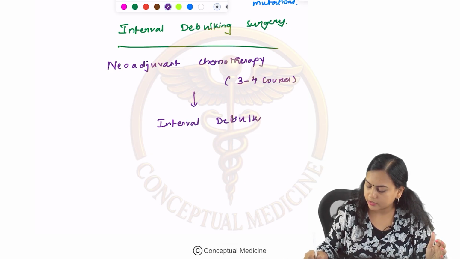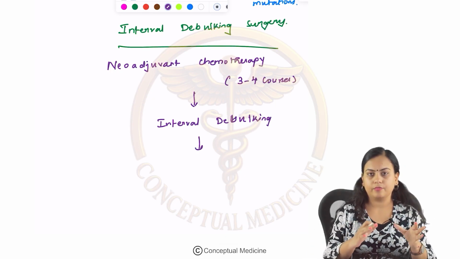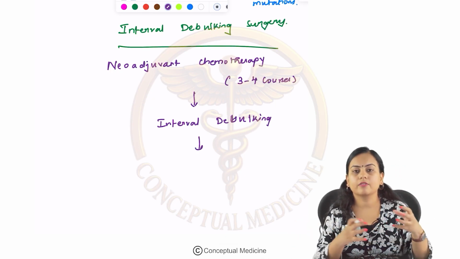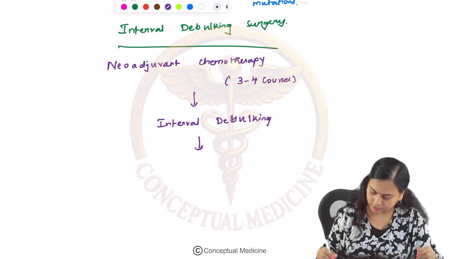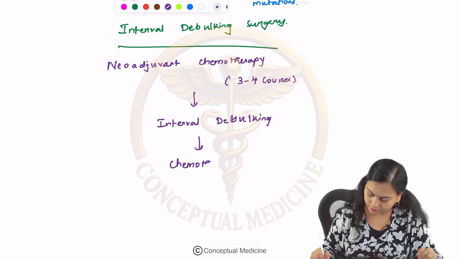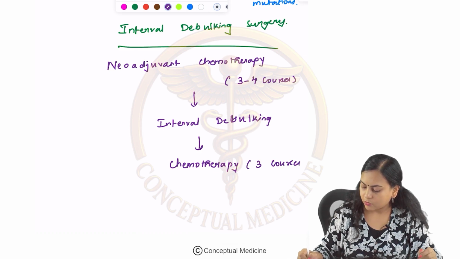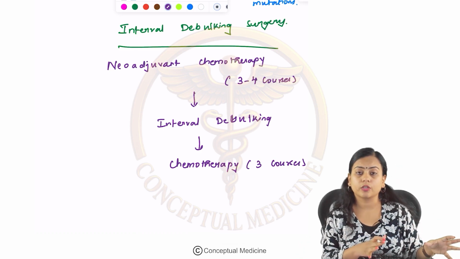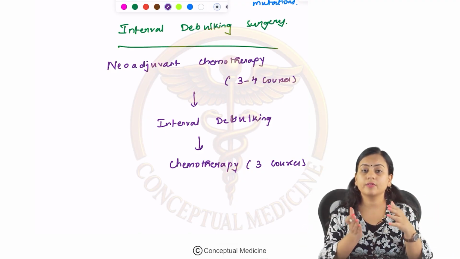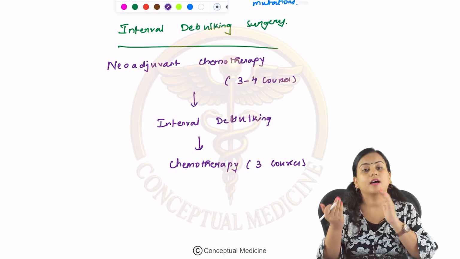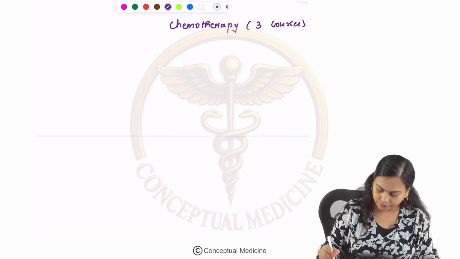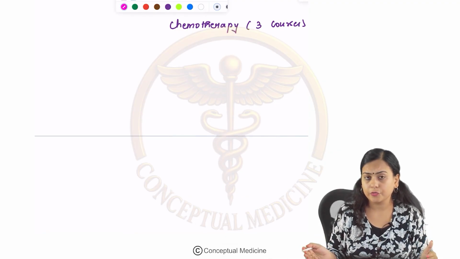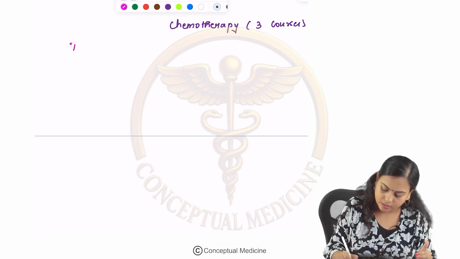Okay, why is it called interval? Because we are taking some time to decide on the surgery. Okay, we are waiting for the chemo cycles to be covered, right? Yes. Then we will proceed with post-op chemotherapy as well, that is 3 courses. So the 6 cycles of chemotherapy is divided into 3 and 3. 3 will be neoadjuvant chemotherapy and the other 3 will be post-op chemotherapy. Clear? Right.